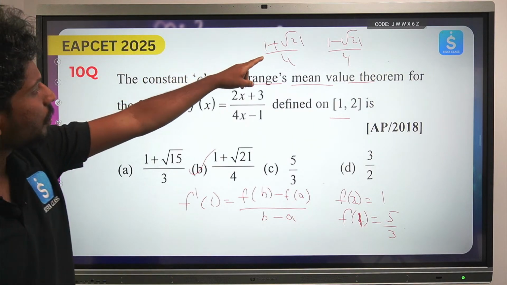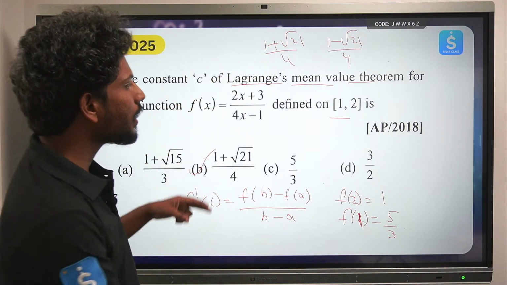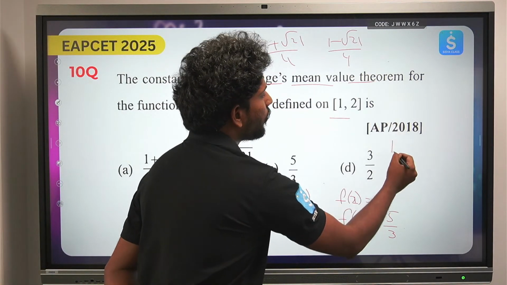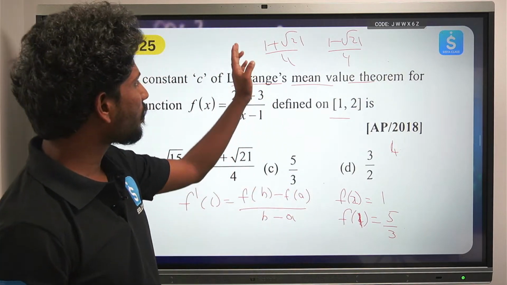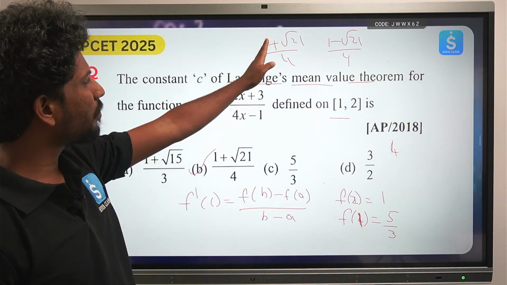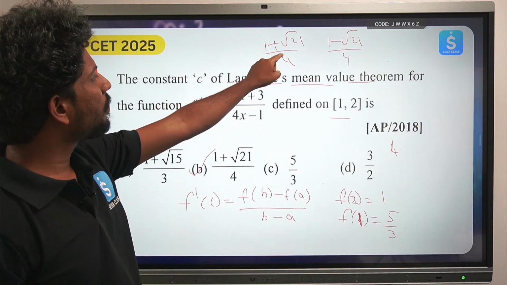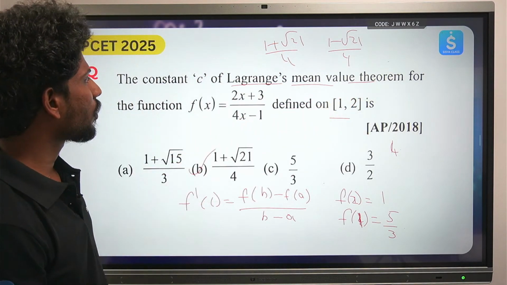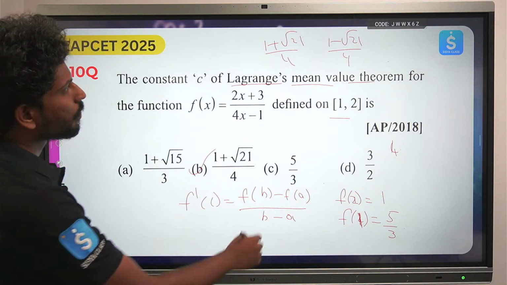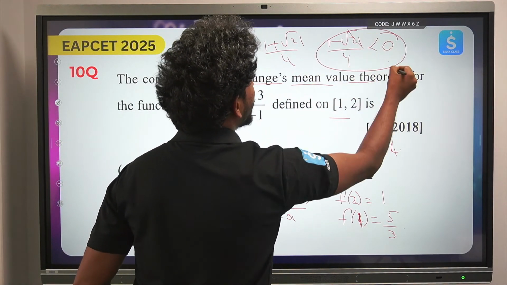So 1 plus root 21 value will be somewhere between 4 and 5 by 4, so you will be getting something like 4.4 something. So 1 plus 4.4 by 4, that will be just greater than 1. So that will be approximately, it lies between 1 and 2. Okay, so that is what the whole thing is. 1 minus root 21 value is a negative value. So that is the reason we are not considering this.